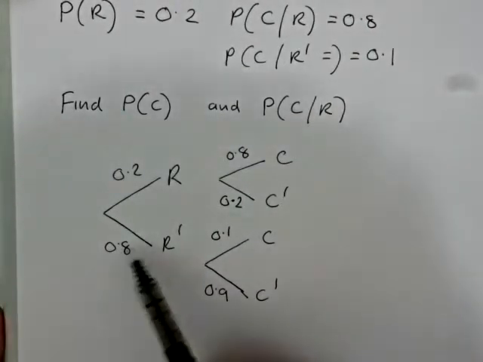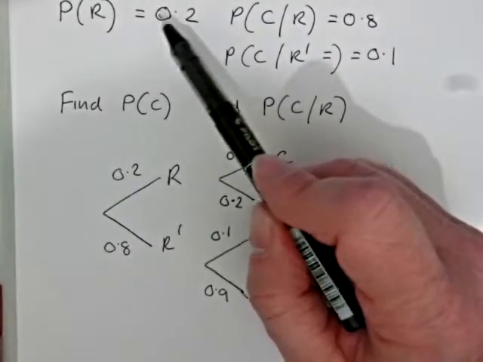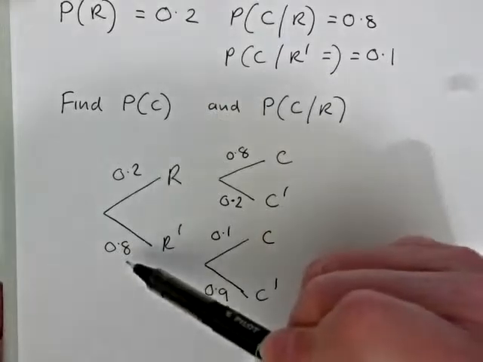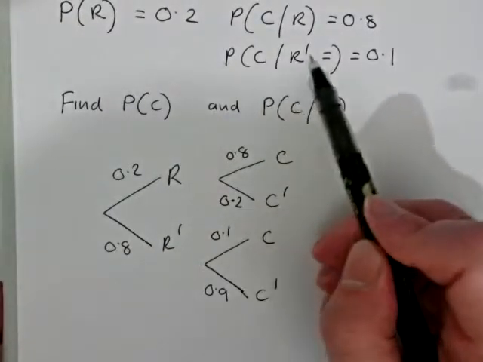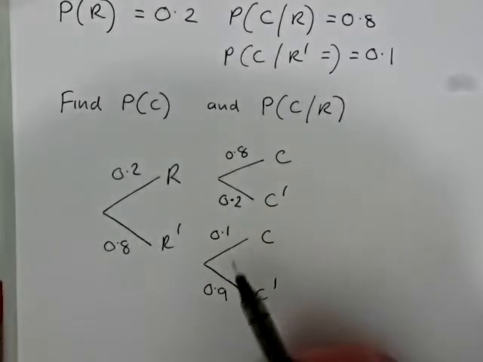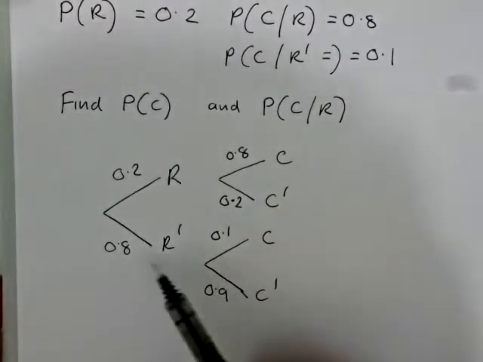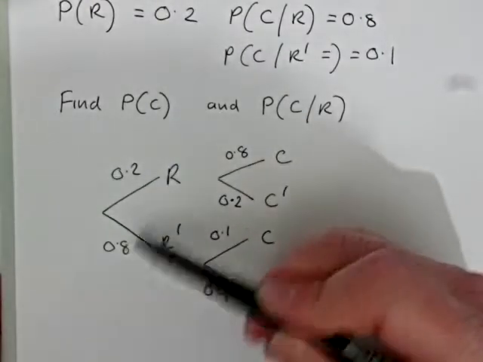The probability that it's not raining is 0.8. So that comes from there. If it's raining is 0.2, not raining would be 0.8. And the probability that I'm wearing a coat, given that it's not raining, is 0.1. So the probability that I'm not wearing a coat when it's not raining would be 0.9. These must add up to 1.